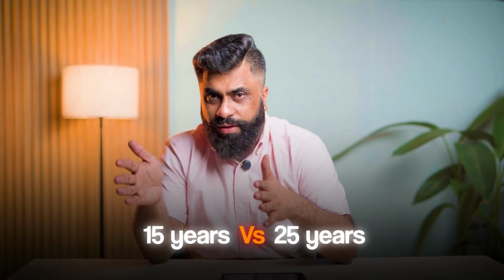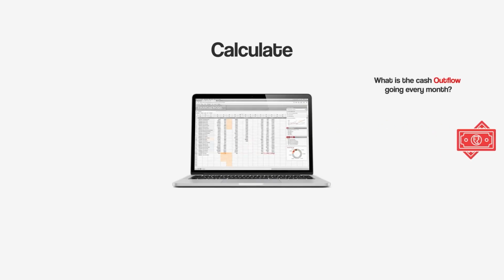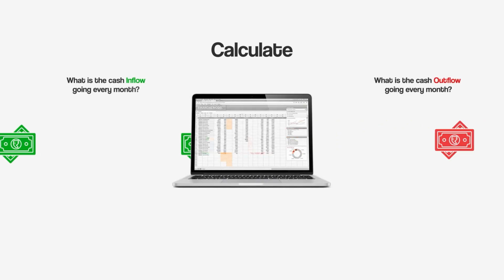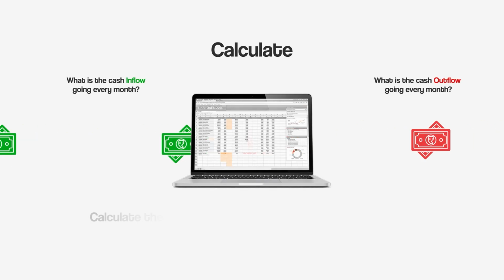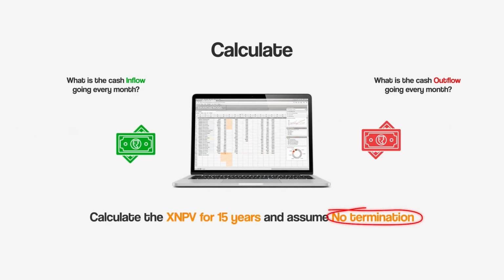Step 5, this is the most critical step. In this step, run the financial model for the lower of the tenures that you have taken. For example, you have taken 15-year versus 25-year. 15-year is the lower tenure, so you have to run the financial model. For you to run the financial model, what you have to do is calculate the cash outflow going every month and the cash inflow coming in every month, and calculate the XNPV for 15-year and assume there is no termination happening for these 15 years.